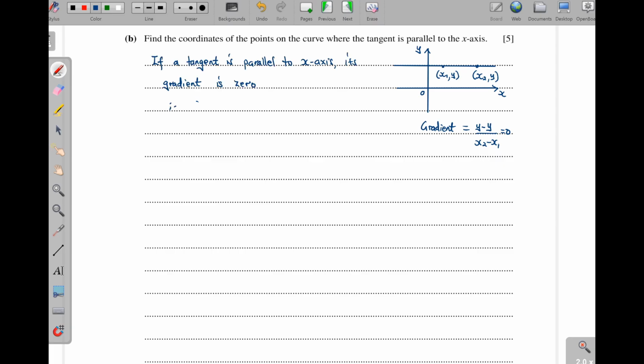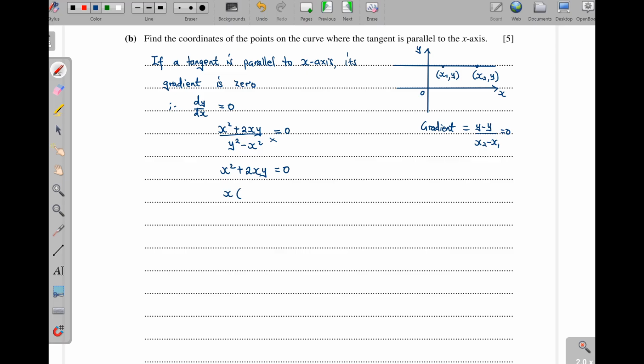So therefore, we have to get the dy/dx we have gotten, and then we equate it to 0. So we have x squared plus 2xy over y squared minus x squared is equal to 0. Or you can just get the numerator and equate it to 0. For a line that is parallel to the y-axis, you get the denominator and equate it to 0. Now when we cross multiply, we shall get x squared plus 2xy, which is equal to 0.